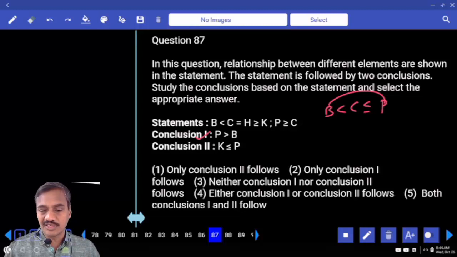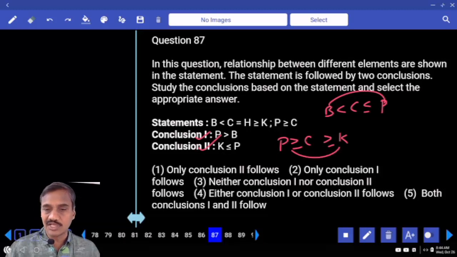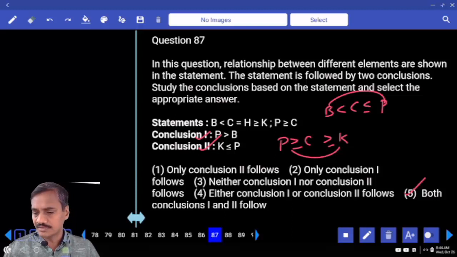Now P is greater than or equal to C, and P is greater than or equal to C, and at the same time C is greater than or equal to K, and P is greater than or equal to K, which means K is lesser than or equal to P. So what is your answer? Both 1 and 2, that is given in choice 5, question number 87. The next one, is it correct?